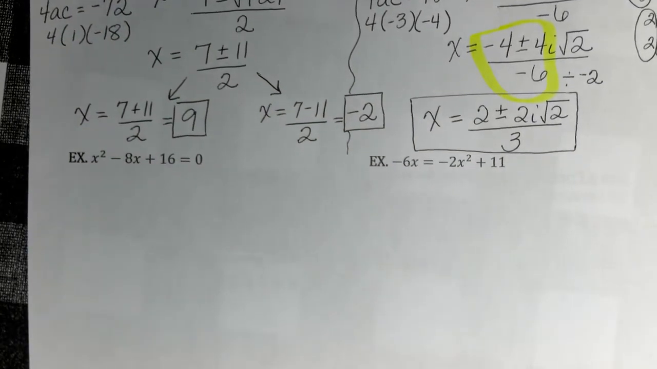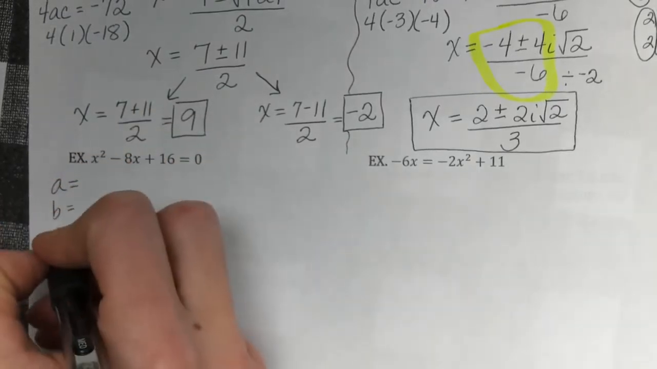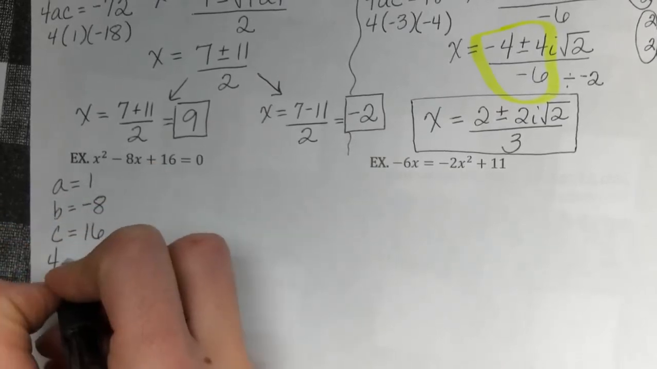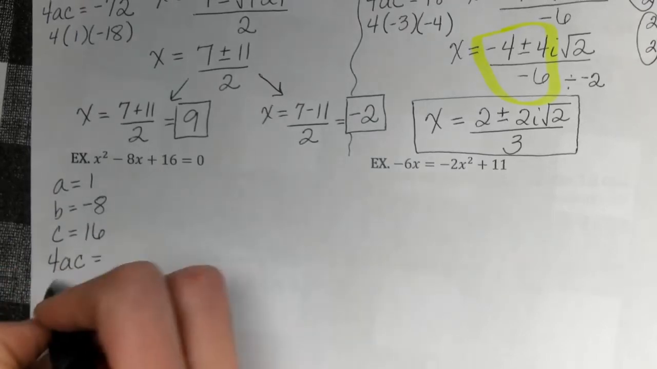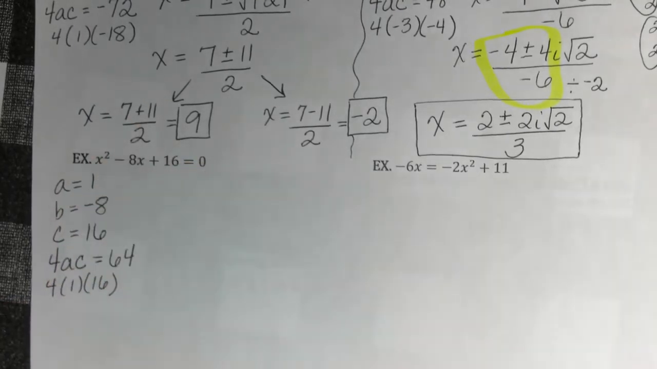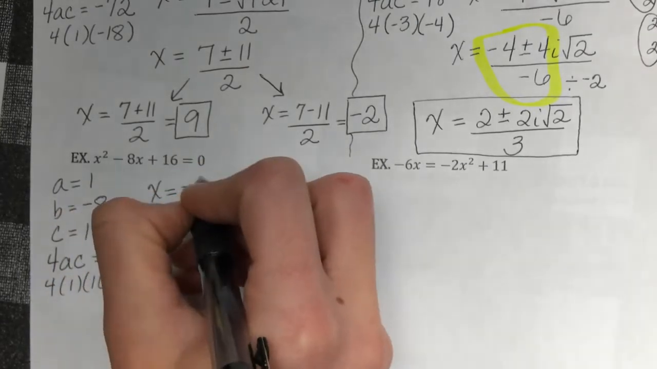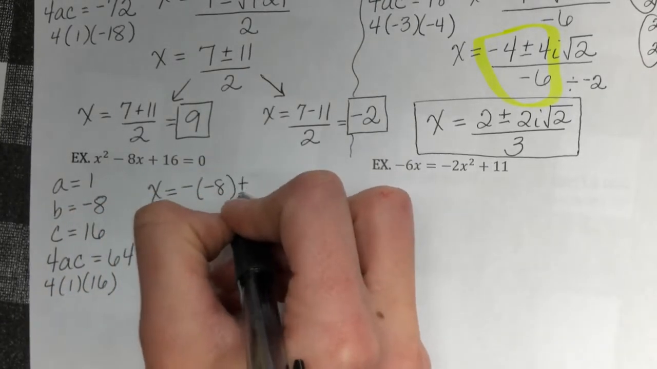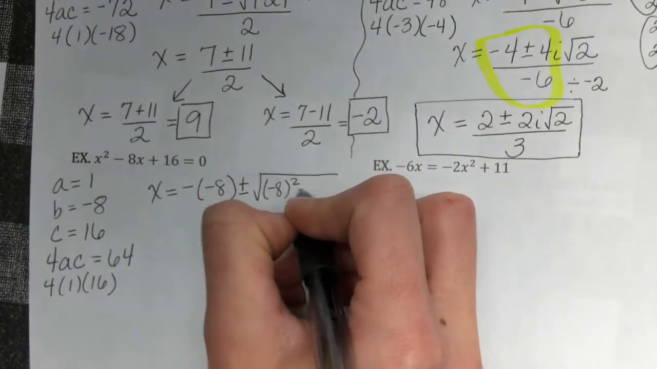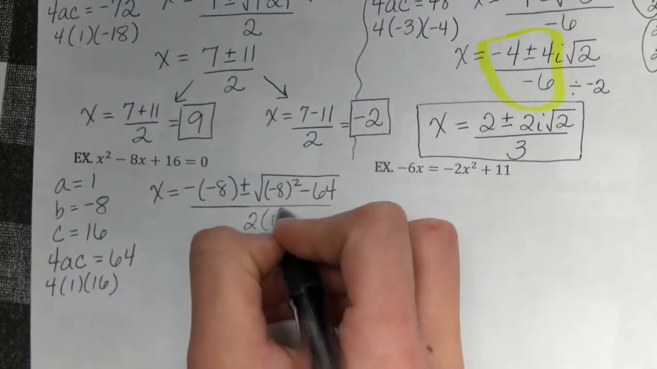Okay, so if I have x squared minus 8x plus 16 equals 0, it's in the form I need it. So I'm going to list my values. A is 1, B is negative 8, C is 16. And then when I multiply 4AC, I've got 4 times 1 times 16. That's going to give me 64. So I have x is equal to negative 8 plus or minus the square root of negative 8 squared minus 64 all over 2 times 1.